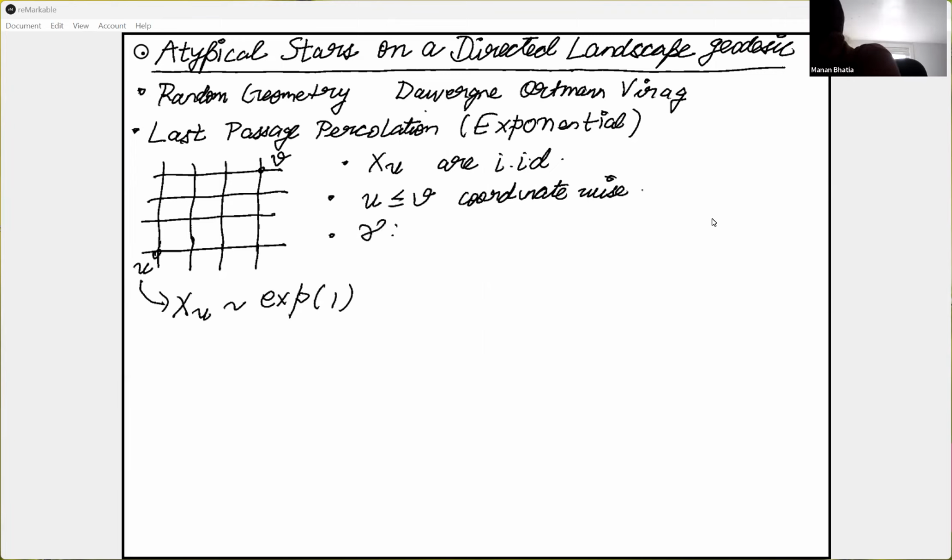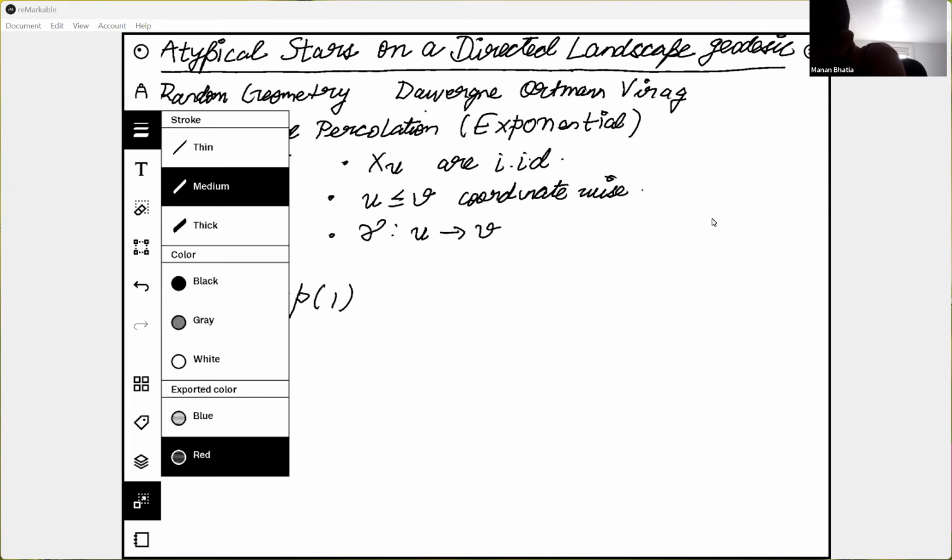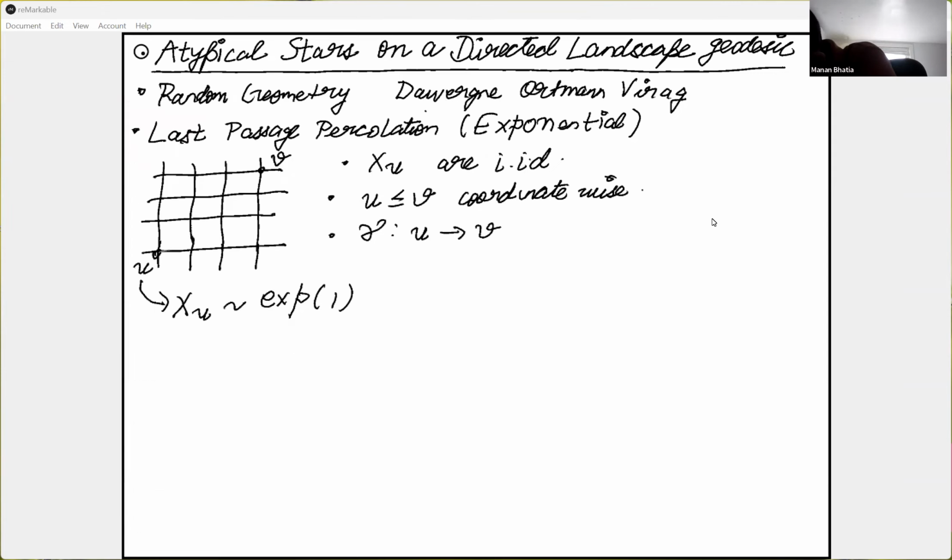Now I define the length of a path. If I have a path gamma going from U to V, again this path gamma must be ordered. What do I mean by that? Again, it should only take up and right steps. So I'll draw a path. You can measure the length of such a path. It's a path which goes to the up and right. If you have a path like this, you define its length, L of gamma, to just be the sum of the vertices it goes through.